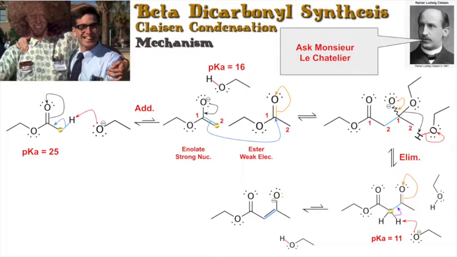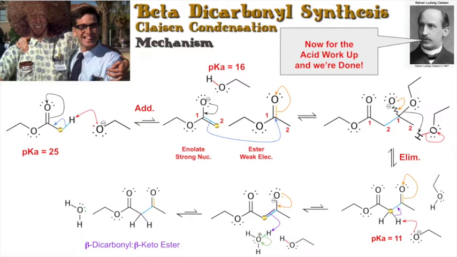So ask Monsieur Le Charlier about that. And then you work it up with acid, and there you go, you got it. Your beta dicarbonyl, which happens to be a beta keto ester. And then we got some more practice.